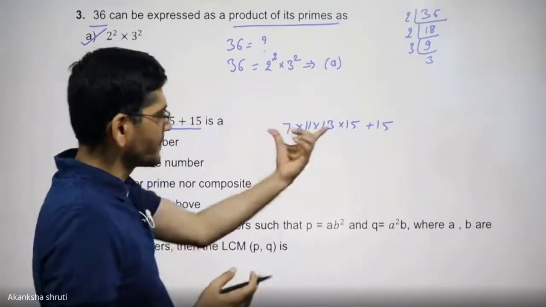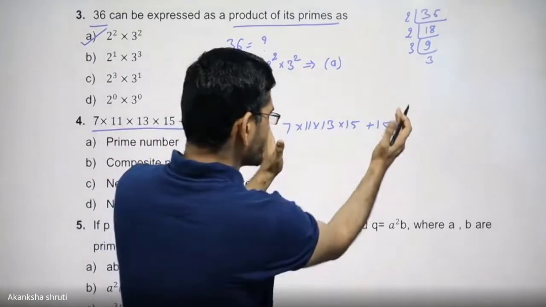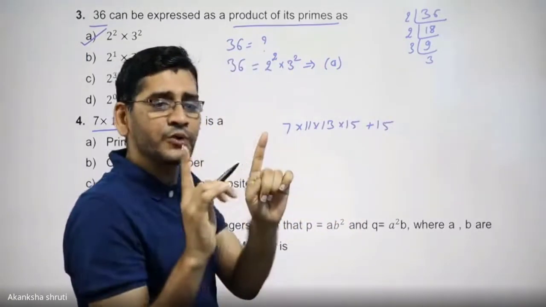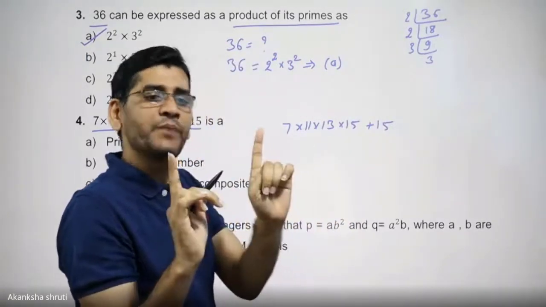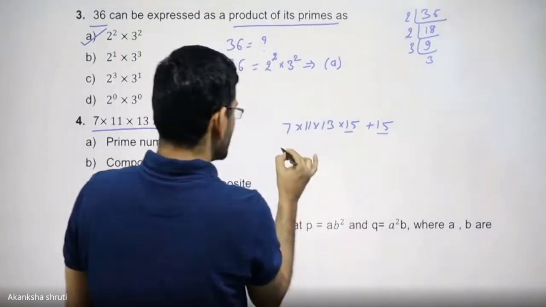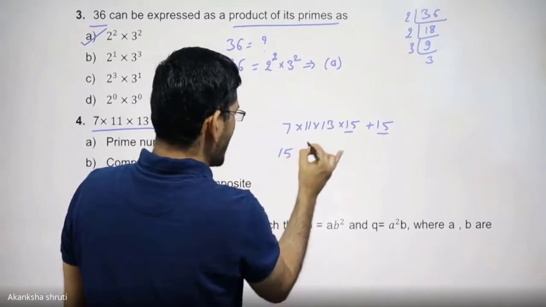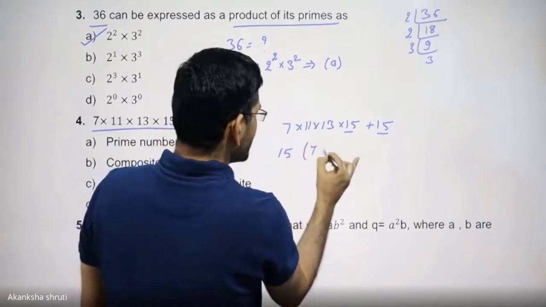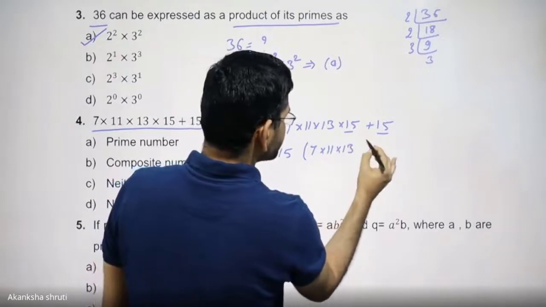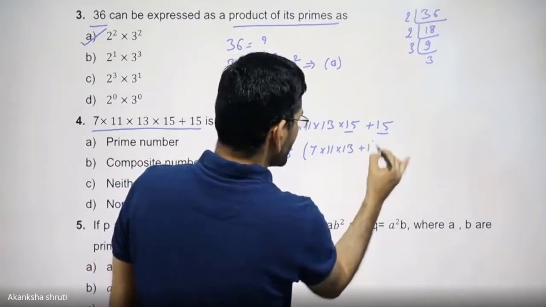But here we are getting that we have to convert these two terms as the product of two numbers. The purpose is that one. Here we are getting that 15 is common, so 15 can be taken out. It becomes 15 into (7 into 11 into 13 plus 1).